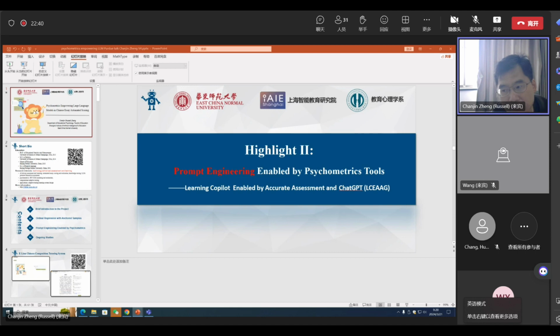We propose a new framework called Learning Copilot. Actually, this name is from Microsoft Research Asia, because Microsoft loves to do the Copilot for everything, right? Learning Copilot is enabled by Accurate Assessment and ChatGPT. I'm happy to see that it is a combination of Accurate Assessment and ChatGPT, right? So how did this problem come up in our project?